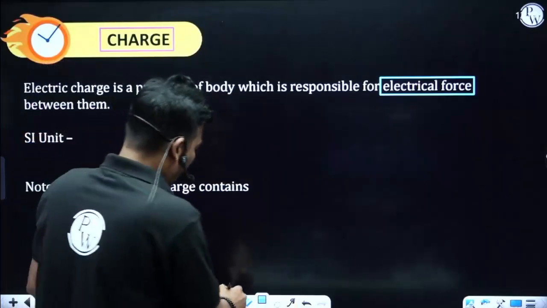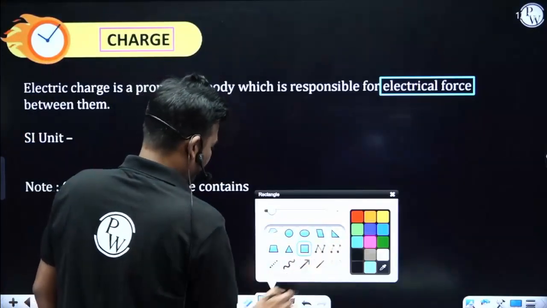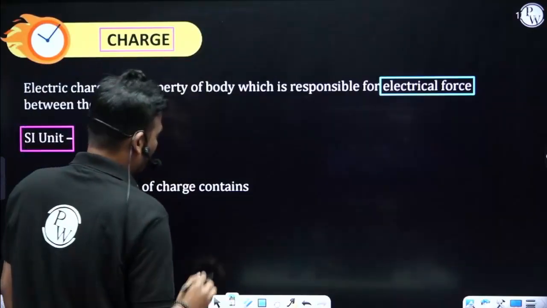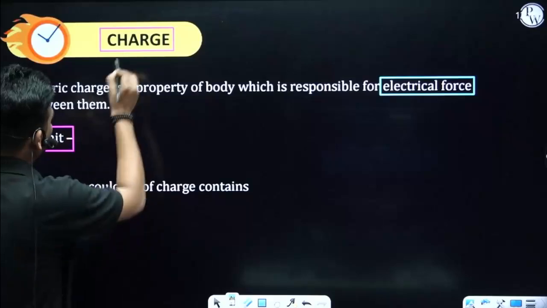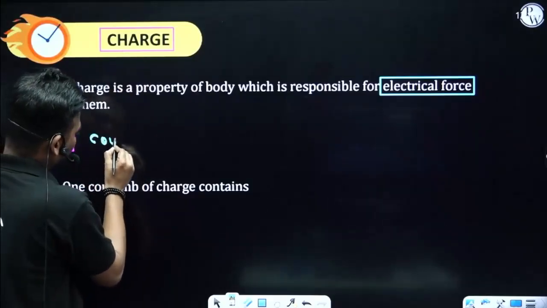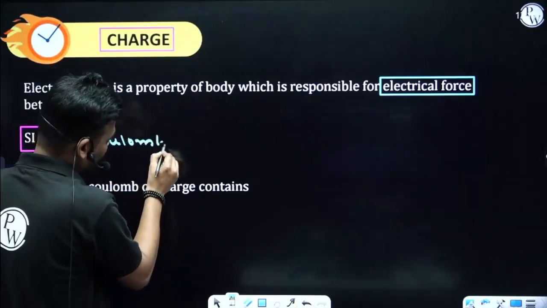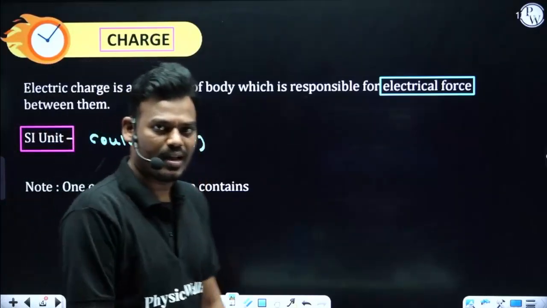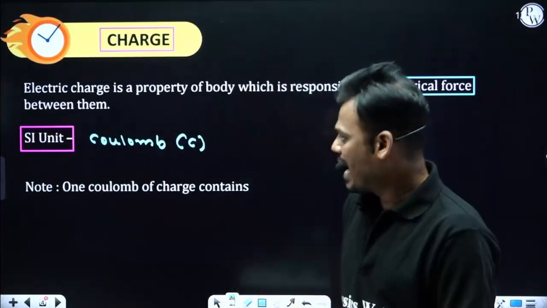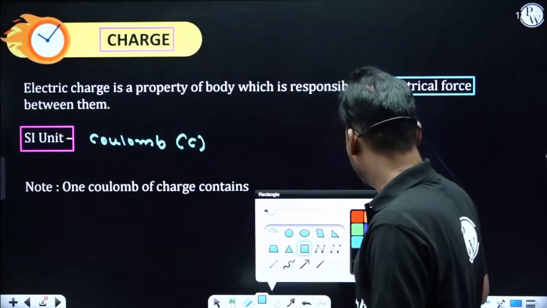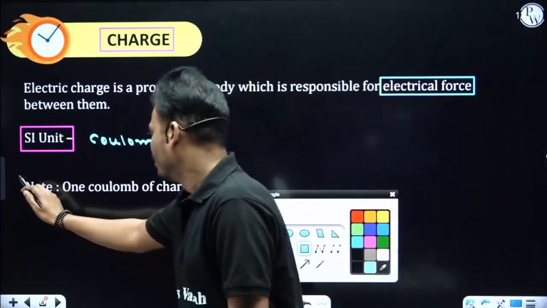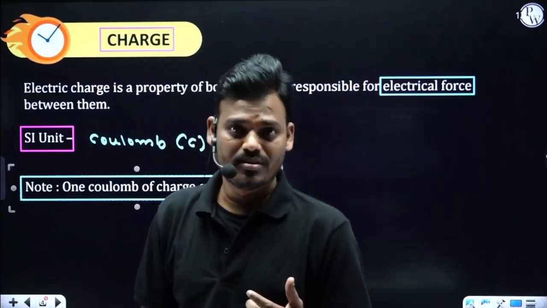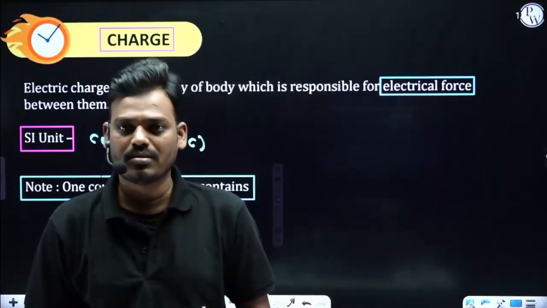So we got to know the definition, and what next? The SI unit. What is the SI unit of charge? That is a coulomb, and it is represented by a capital letter C. And a very important point: 1 coulomb of charge contains how many charges, or how many electrons?